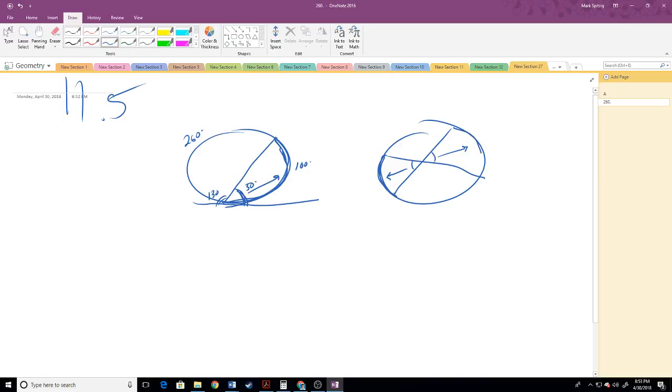So essentially it's going to be arc plus arc over 2 equals the angle, right? That's kind of the equation here. It's the average of those arcs, all right?